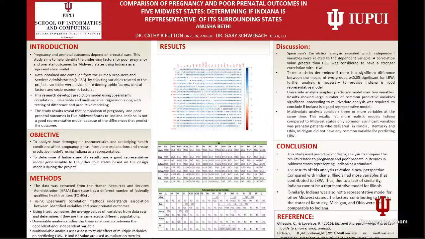Anusha, this is Dr. Fulton. You did an awesome job with your presentation, and certainly knowing the HRSA data set that we had, that was the data we had to use as a limiting factor because that's all we had to analyze. So you did a great job. Congratulations. Thank you.